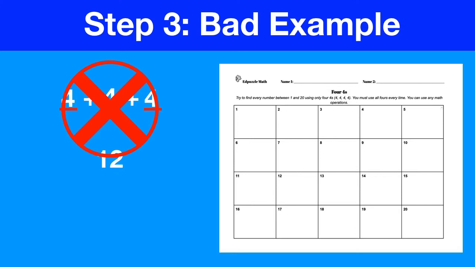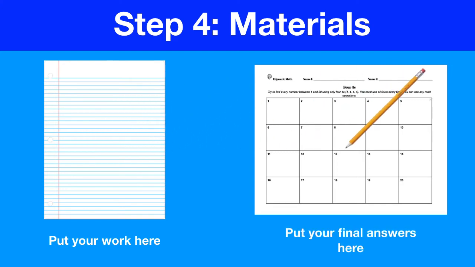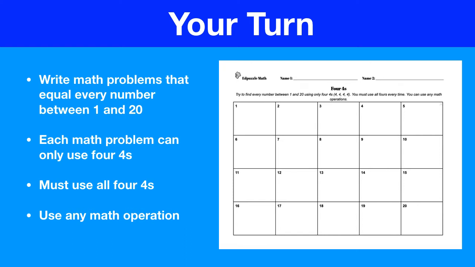Our last step is to go over the materials. On your blank piece of paper is where you should put your work. This is where you should find problems that work. Only once you have found a problem should you move over to your answer sheet and put your final answer there. Now would be a good time to ask any last questions you have before we begin. Alrighty, now it's your turn. Work hard, be creative, and see how many numbers you can find.